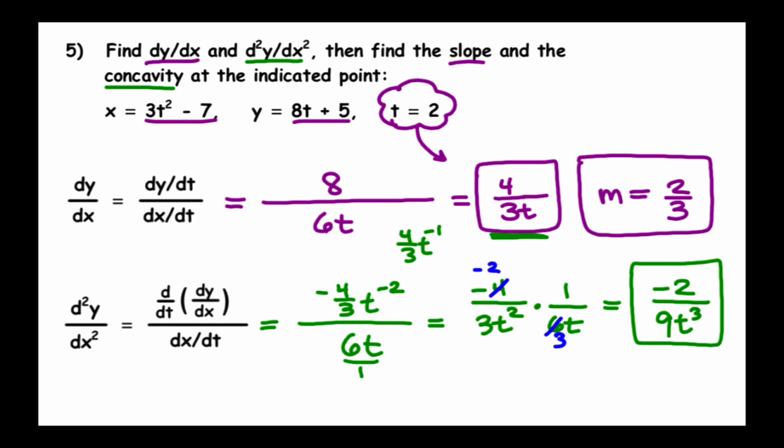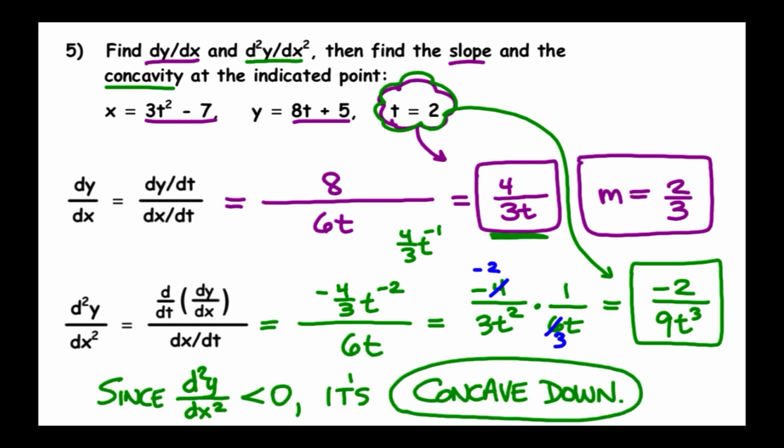And again, we want to find the concavity when t is equal to 2. So again, we'll place the 2 into this green square and see what we have. And as you can tell, it's going to be a negative answer. In fact, it's going to be negative 2 over 72 or negative 1/36. And so since the second derivative is less than 0, it is concave down. And that's what I wanted in example number 5.